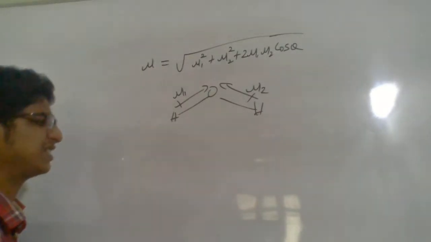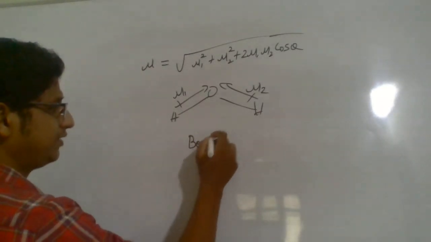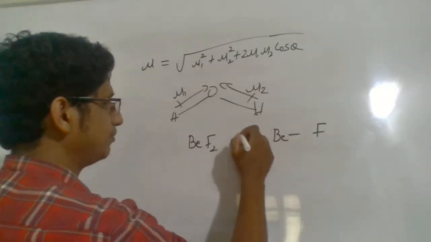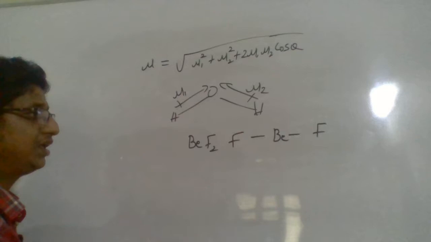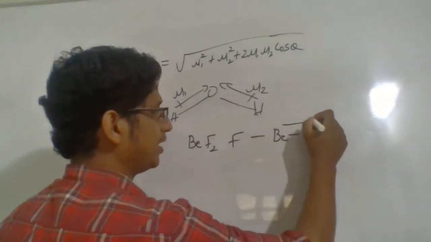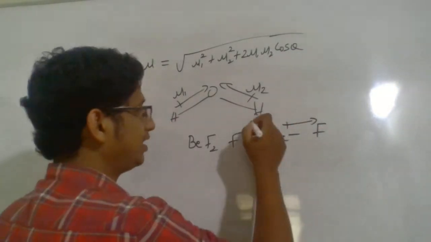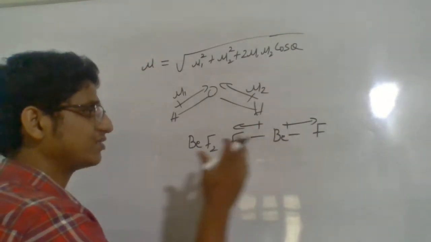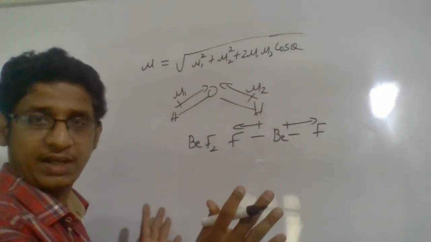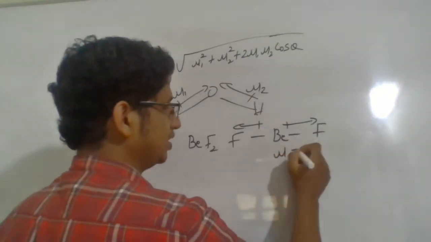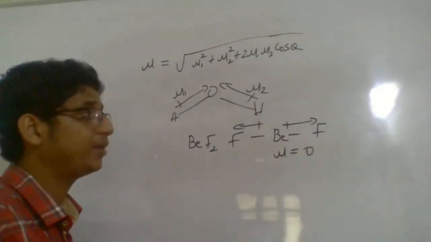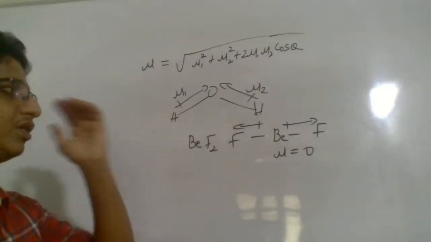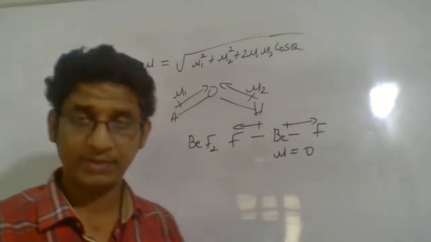Then let us discuss some structures. Beryllium fluoride has a linear structure. That's something you have to learn from VSEPR theory. Here fluorine is more electronegative, so its dipole moment will be in this direction. Here the dipole moment will be in this direction because fluorine is more electronegative. Interesting fact: both are in opposite directions, so the dipole moments cancel, which means mu is equal to 0. The net dipole moment for beryllium fluoride is 0, because even though the electronegative atom fluorine is there, the dipole moment is found to be 0.